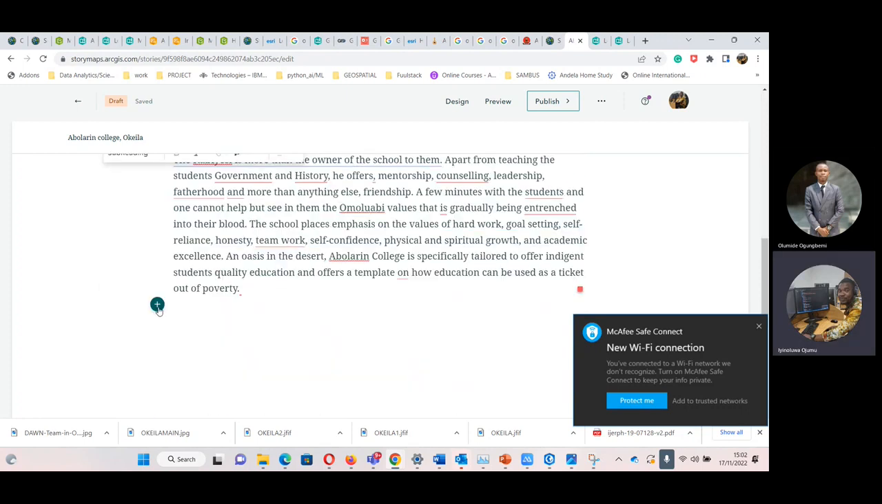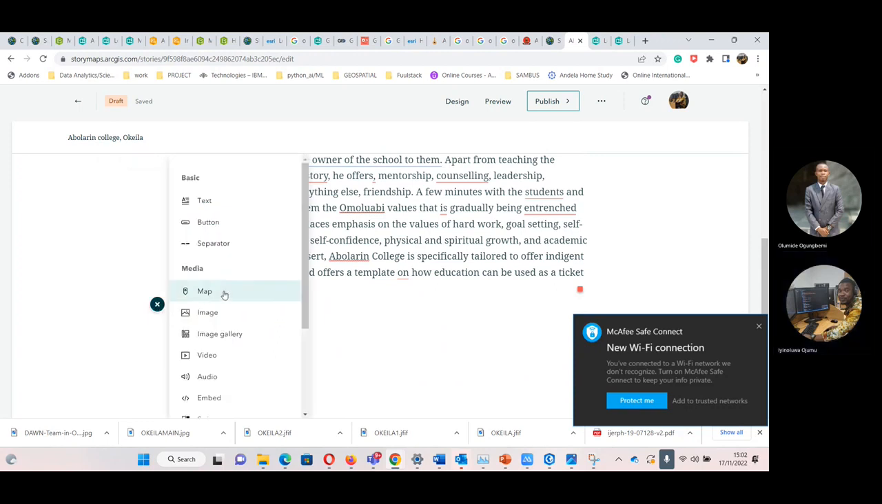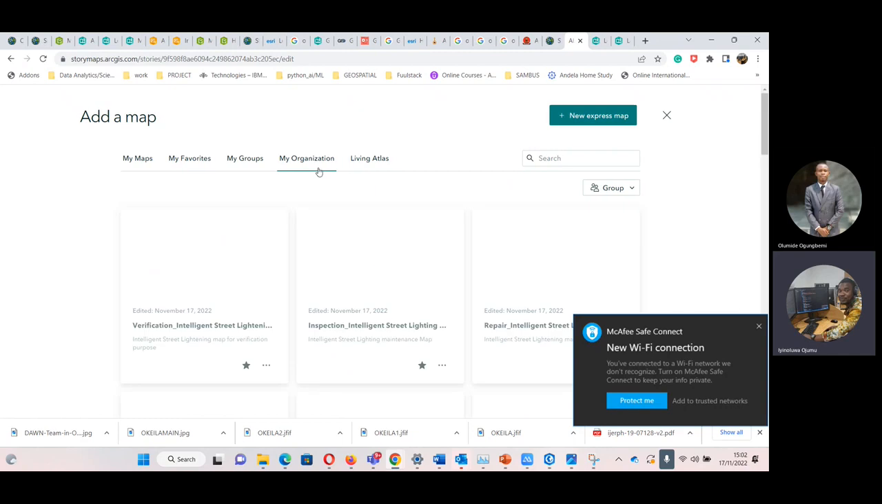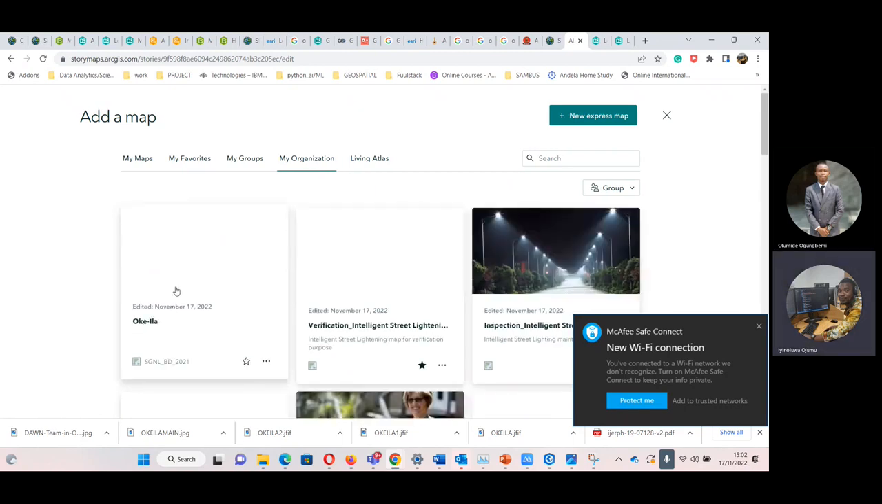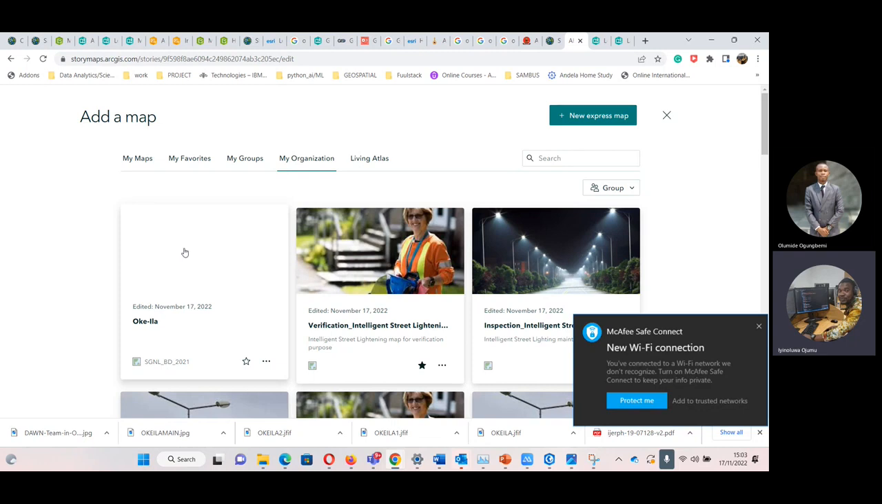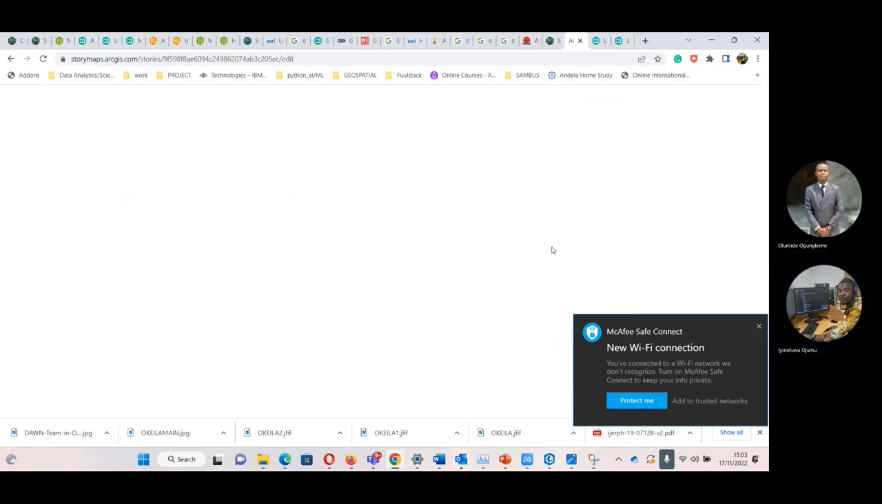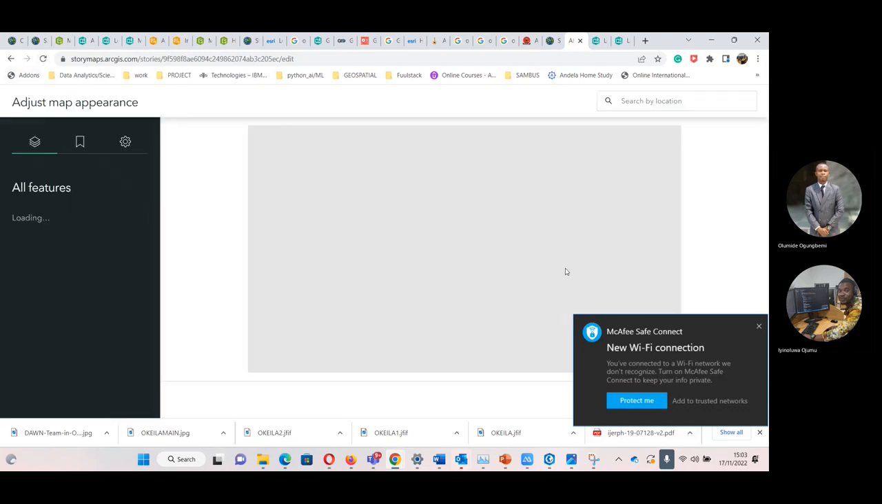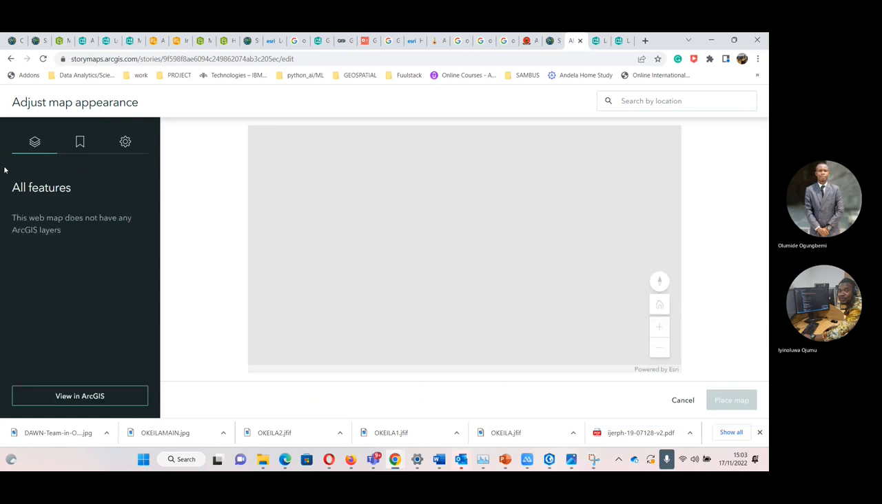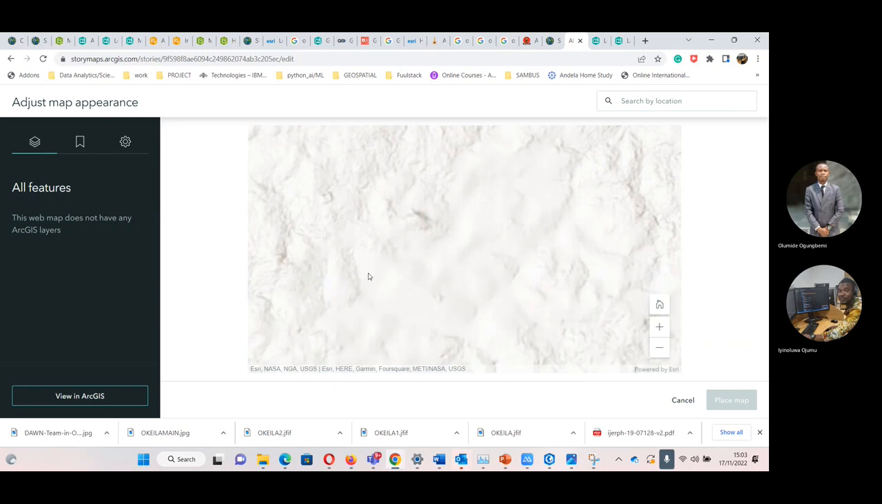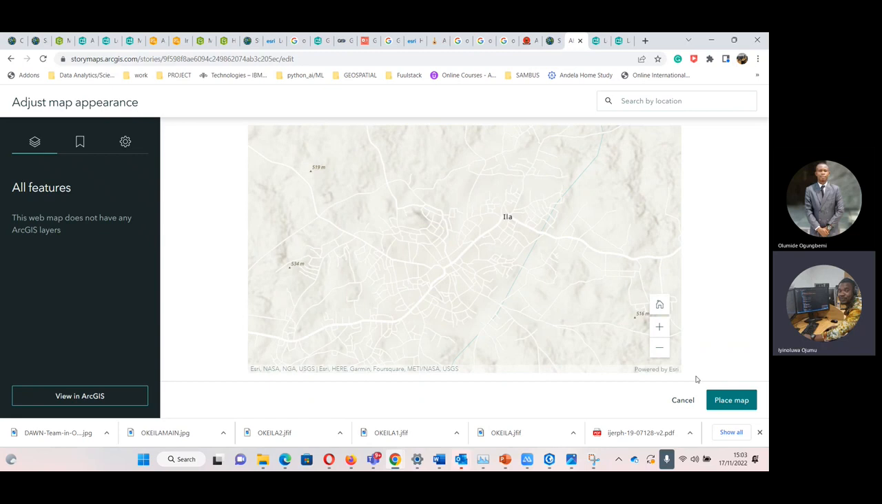So I can actually add a map. So Olumide, did you share that map? Okay, so my colleague shared a map the other time. I can go to my organization and you can see Oke Ila. My colleague shared Oke Ila the other time. So with the ArcGIS system, you can even collaborate. Remember that I was not the one that did this. It was my colleague that did that. So I want to make use of that map. With GIS, you can collaborate, you can share things with others and so on. Okay, so I have something like this.